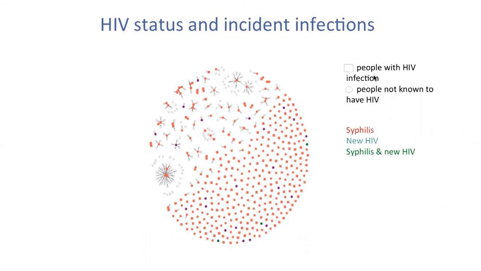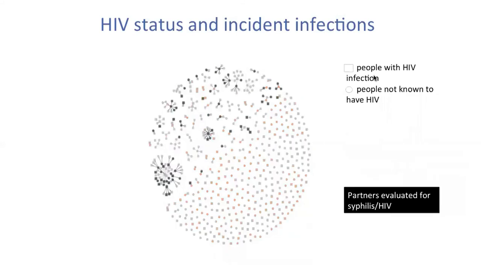Rather, many were not tested because they were not evaluated for the need for testing, often because they were not able to be interviewed at all. And here depicted in black, we have indication of how many were evaluated for these new infections of interest and their positions within the network.